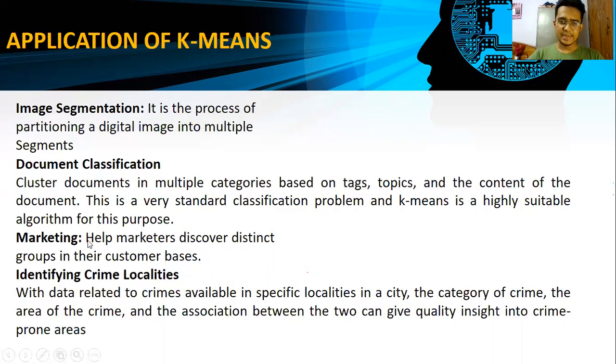Marketing. It helps marketers discover distinct groups in their customer bases. For example, if you are a banking company and you want to lend loans to certain customers, you can find out which customer is a potential loan borrower for you.